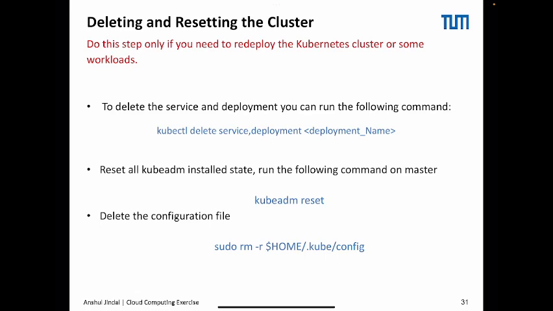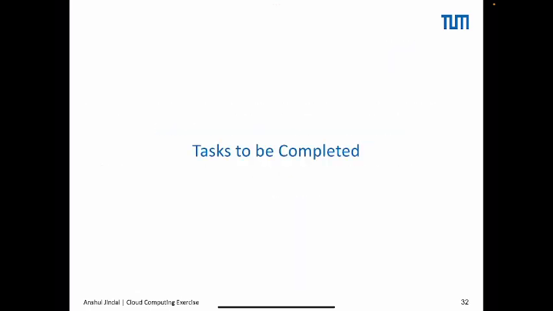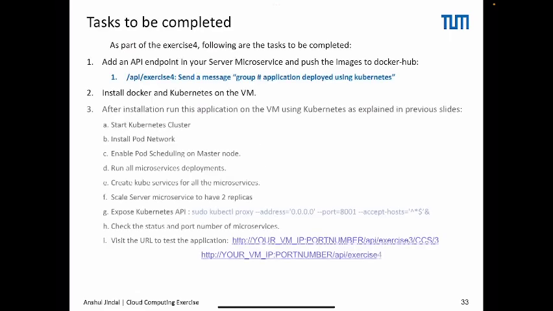If you want to delete the Kubernetes cluster, do that only once you have done the exercise and it's successful. You can use the delete command for individual deletion of the service, deployment, or the pod. Or if you want to reset the whole Kubernetes cluster, you can run the kubeadm reset command. And once you run the kubeadm reset command, you also have to remove the configuration file which was copied into your user. So this is how you can set up the Kubernetes cluster, deploy the application on it, and run it.